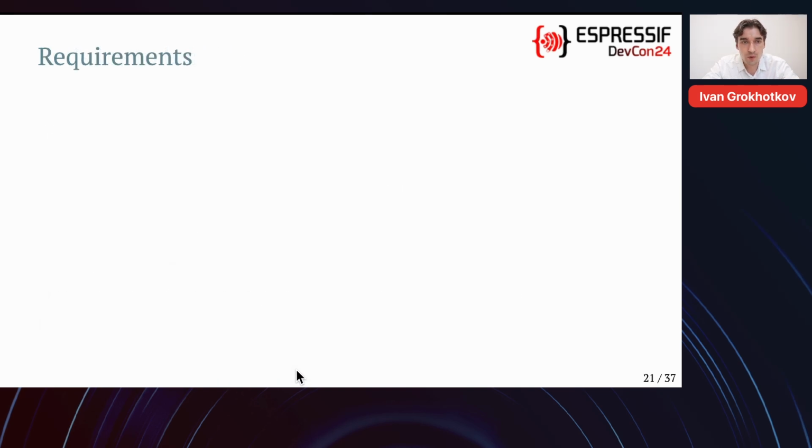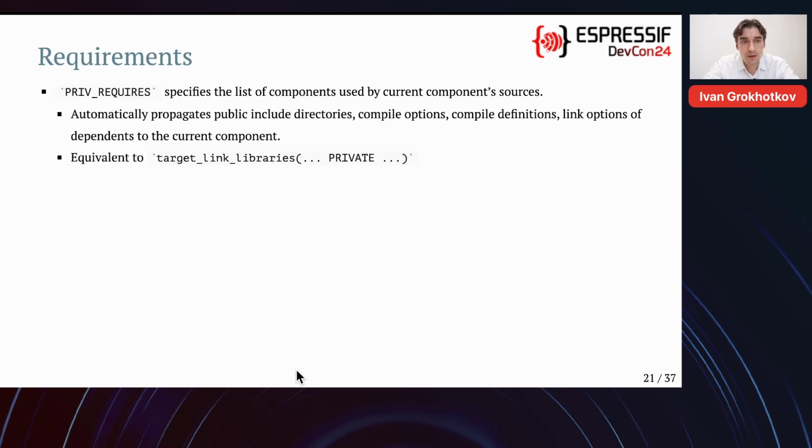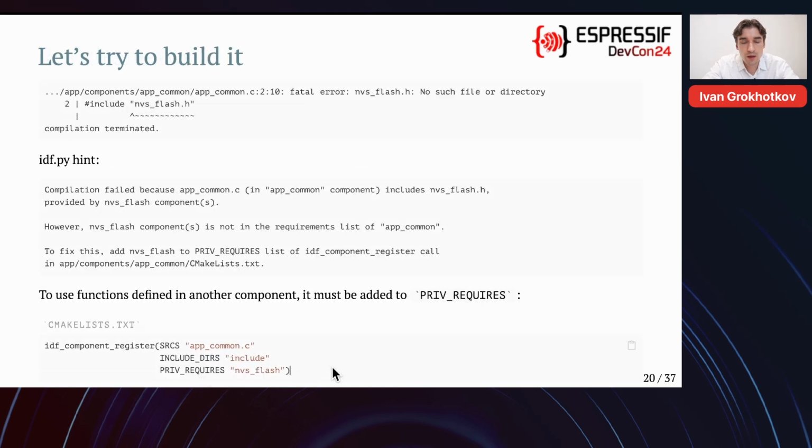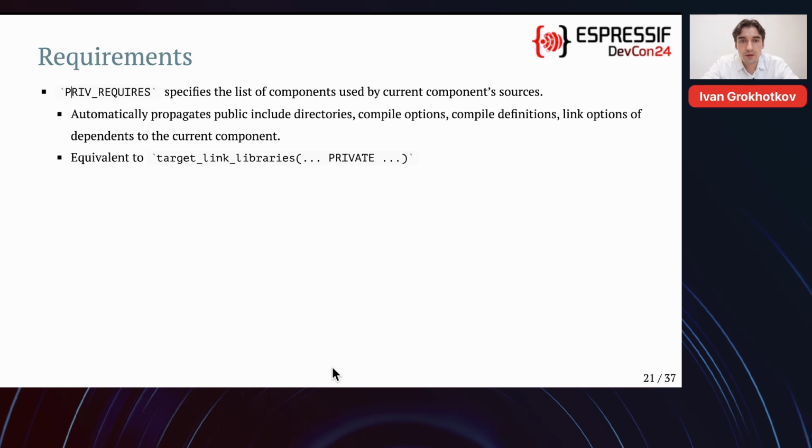This brings us to the topic of requirements, why they are needed and what they actually do for the build system. The PRIV_REQUIRES list that we pass to idf_component_register, this one, is a set of components that we can use in the source files of our current component. If you're familiar with CMake, then it is equivalent to calling target_link_libraries, where the first ellipsis is your library and the second ellipsis is the target library, basically the library from which you want to use the header files or the functions.